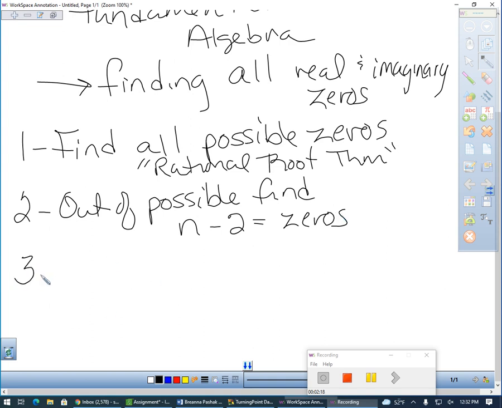All right. 3, then we get to use synthetic division. And again, if you want to use long division, you can, but that might take a lot of paper and a lot of work. Using synthetic division.